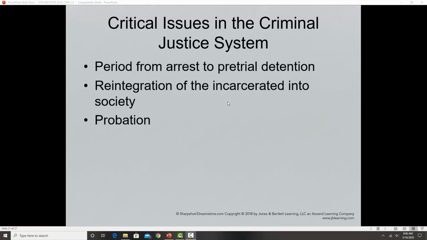Another critical issue in the criminal justice system is reintegration of incarcerated offenders into society. The vast majority of people who are in prison today are going to get out. And if we don't have rehabilitative programs in place, the vast majority of them are going to reoffend because they have trouble reintegrating into society and finding legitimate means to make a living. Not a lot of people want to hire convicted felons. So it's a really tricky and difficult situation.